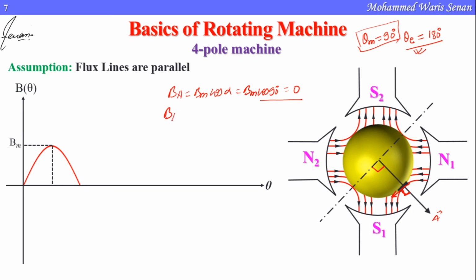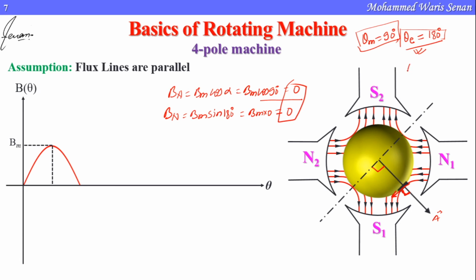Now if we apply the sine formula, Bm sine, we take the rotation angle here. If we take the rotation angle as 90 degrees, theta mechanical or theta rotational, it will be sine 90. Sine 90 is 1, so B will be Bm, which is the maximum value, which is not the correct result. Now if we put the value theta electrical, which is twice theta mechanical in this case, theta electrical is 180 degrees. Sine 180 is 0, so the result is 0. Now you can see the result is verified.